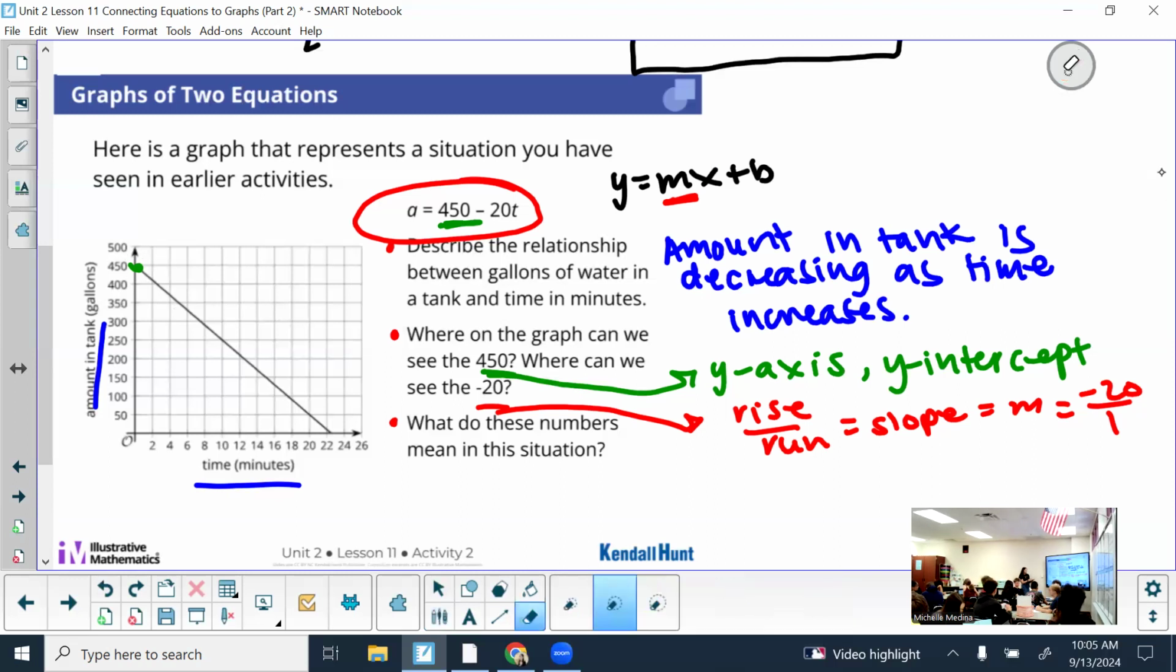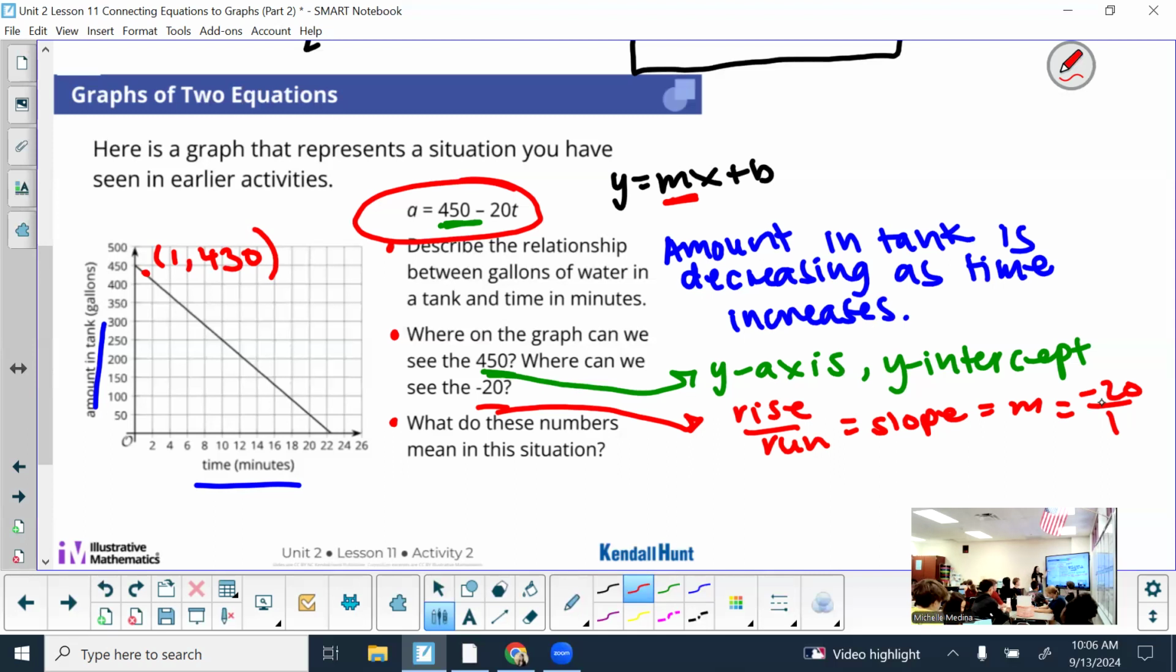So here's my start. If I started at 450 and it's decreasing by 20 each minute, how much is in there after 1 minute? 430. If the slope is -20, that means for every 1 minute, it's decreasing by 20, and you can see that on your graph.